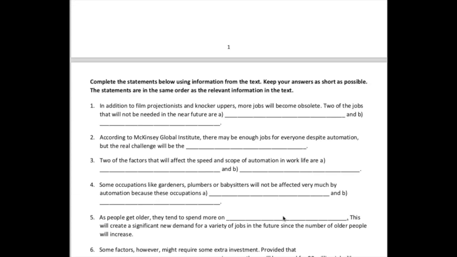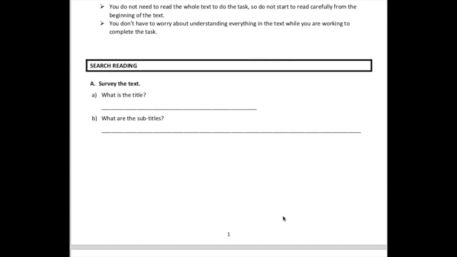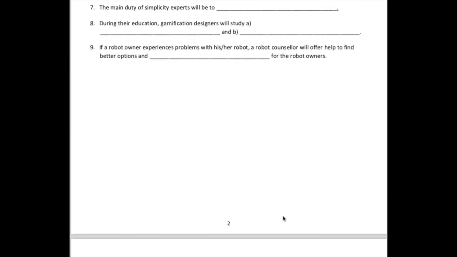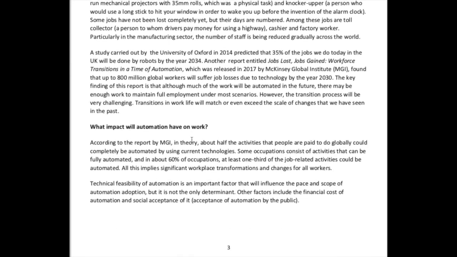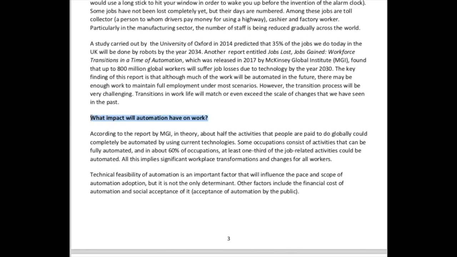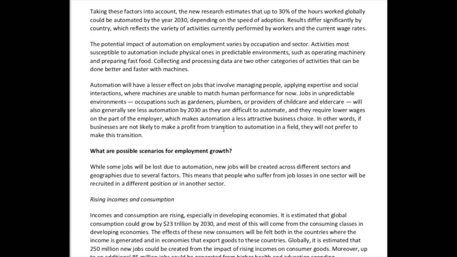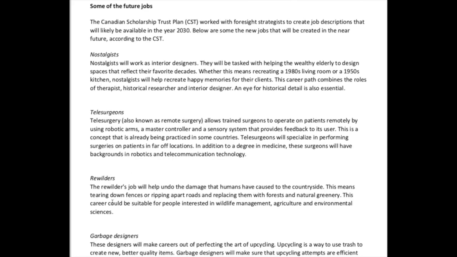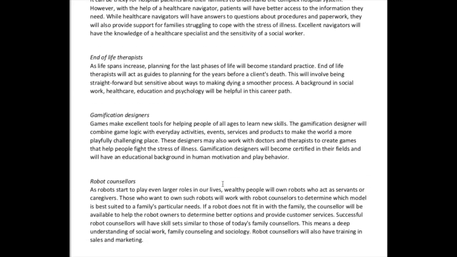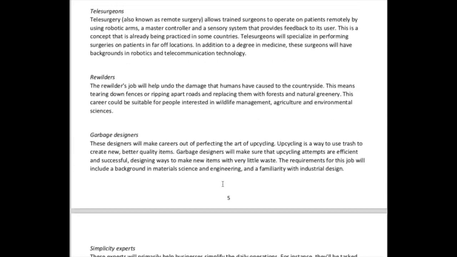So let's look at the task again. The task said, what is the title and what are the subtitles? Well, let's have a look. So the title is The Future of Work. That's the title of the text. Let's have a look at the subtitles. We have one here. Will my job become obsolete too? We have one here. What impact will automation have on work? We have another one. What are the possible scenarios for employment growth? And finally, some of the future jobs. Let's see if there's another subtitle. As you can see, there's smaller subtitles here. But no, that's it. So we have one title and 4 subtitles.